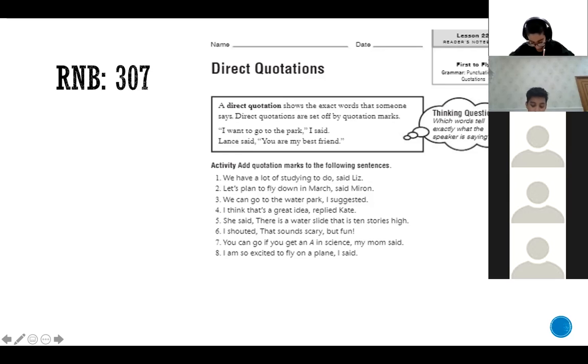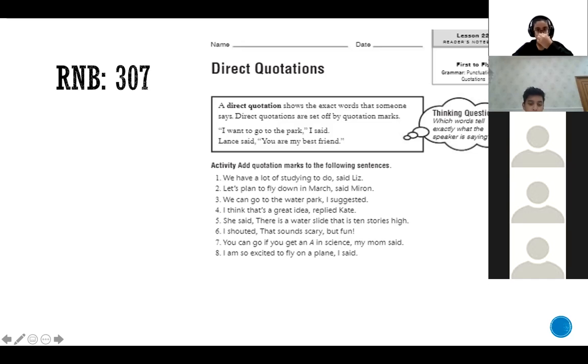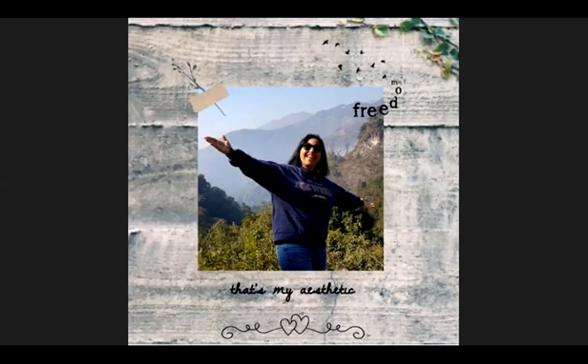Activity: add the quotation marks to the following sentences. Yes, what we are doing is adding the quotation marks. So now, when we add quotation marks, let's look at the first one. "We have a lot of studying to do," said Liz. One second, please.